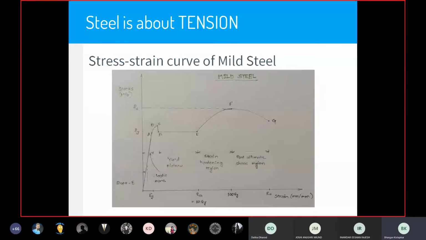I request you to please draw this particular stress strain graph, because we are going to refer to this particular sketch time and again in the next slides. In the meantime, if there are any further questions, please shoot.